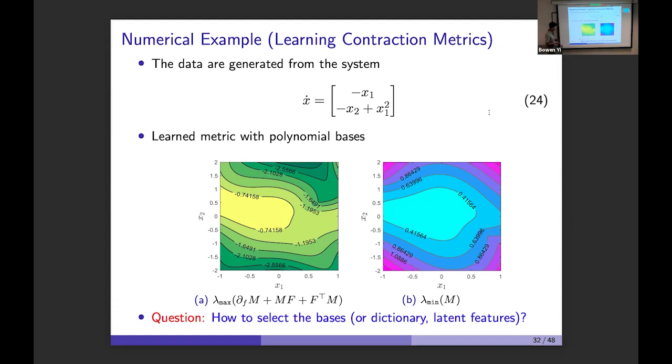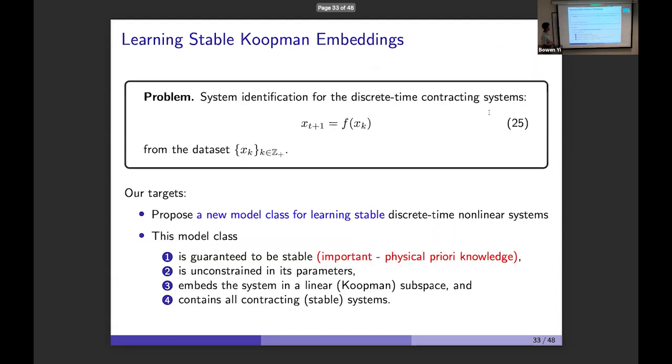And there's a question, as you mentioned, on how to select the basis, or some people call it the dictionary or the learned features. Okay, so we try to extend the learning framework a little bit, and we consider this problem from a different side, that is system identification. We want to use the data x_k to learn a dynamical system. So for this case, it's more convenient to consider a discrete-time system, and we also consider the stability of the contraction system in this form.